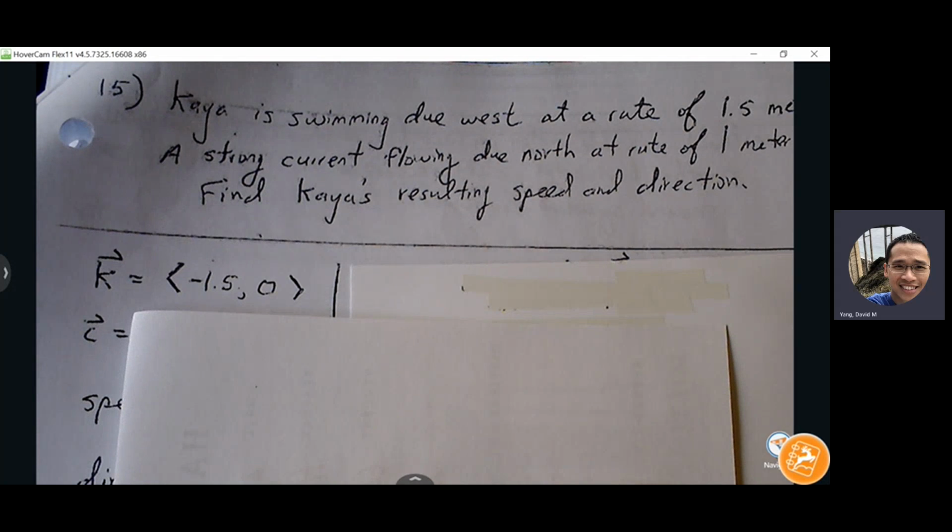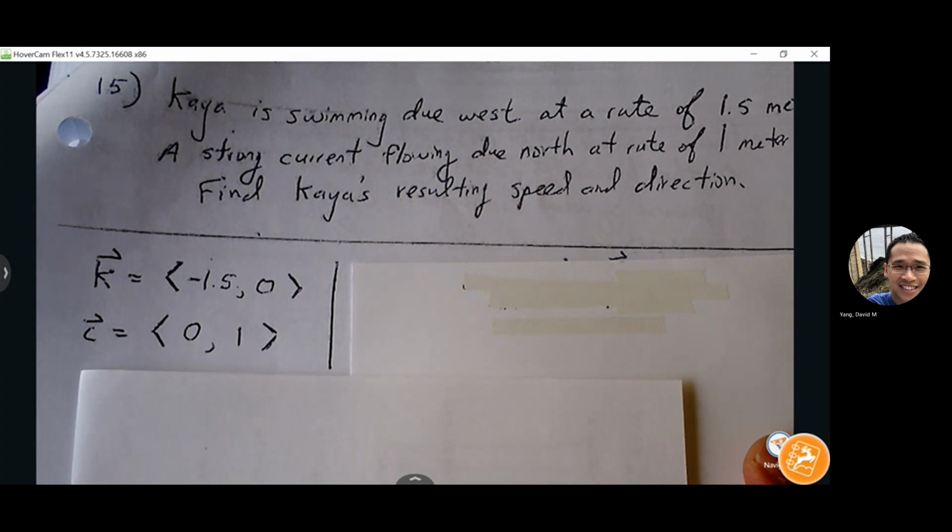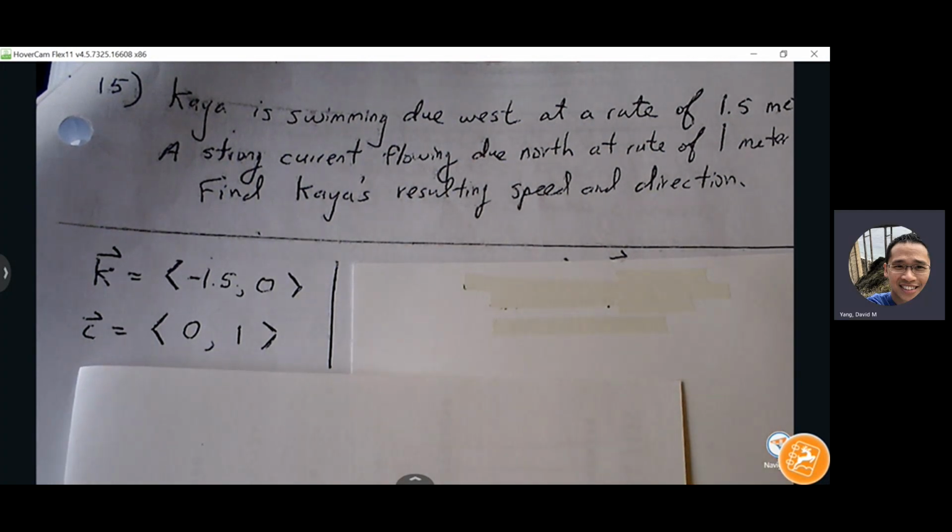And the current is flowing north, so what's the current vector going to be? Vertical component. So what's our component form? 0, 1. 0, 1, yeah. Add the two vectors together to get your resultant vector. And then you're just working with the resultant vector to get your direction and your magnitude.